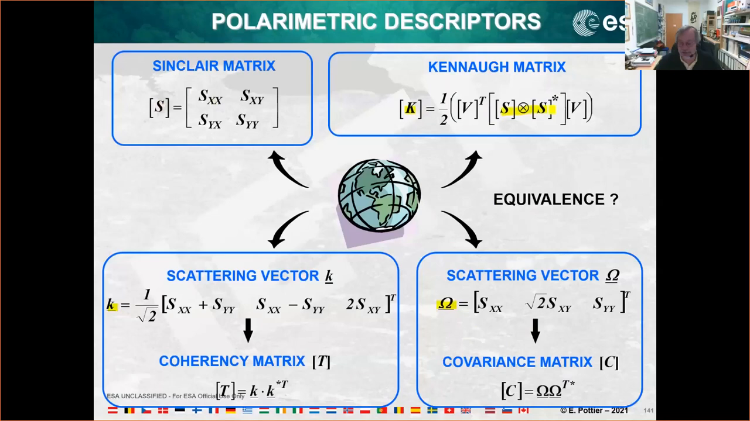It's easier to calibrate a radar system using the covariance matrix, because like that I can calibrate exactly the HH channel, the VV channel. I can calibrate the imbalance between the two channels. I can calibrate the phase difference between the two co-pole channels and the cross-pole channels. So it's a good summary. C can be used for calibration, and T can be used for remote sensing analysis, physical interpretation of the scattering mechanism. Yeah, you're right.